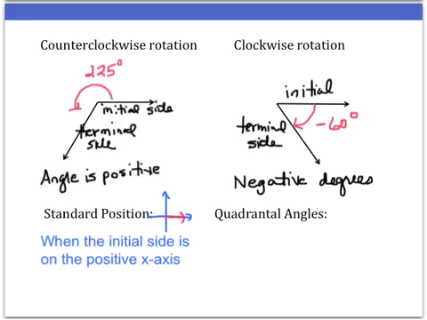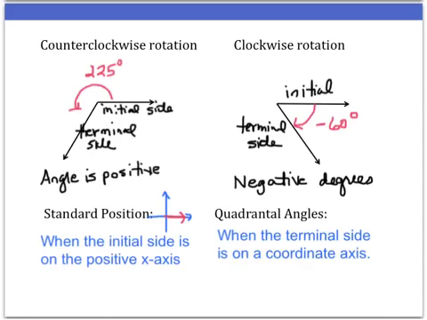Now, quadrantal angles are angles that talk about where the terminal side is. When the terminal side of your angle ends on a coordinate axis, then we call it quadrantal. An example of that would be, here's my xy coordinate system, if your initial side still was in standard position and you had an angle that ended sitting on an axis. That's what we mean by quadrantal.